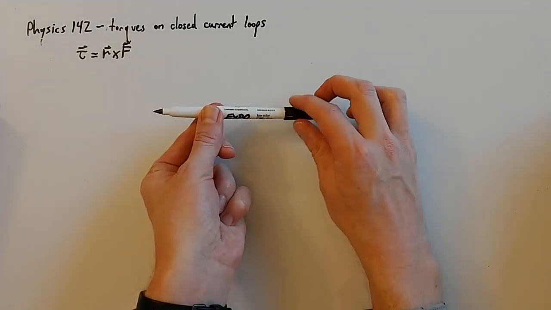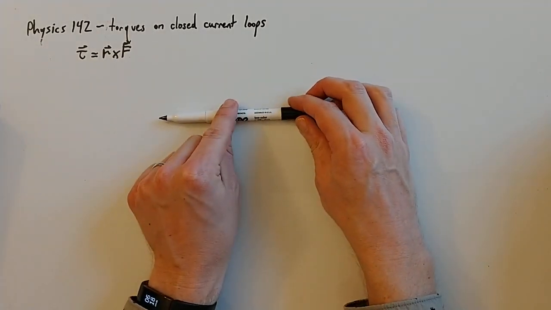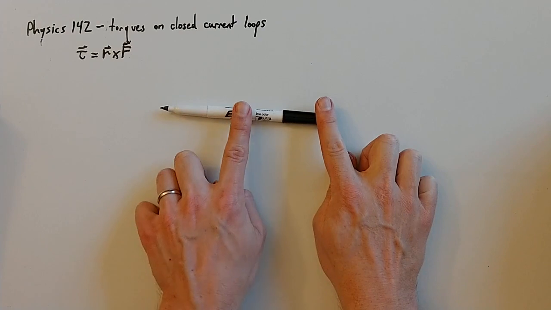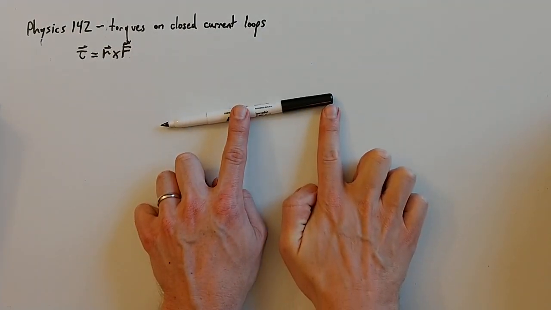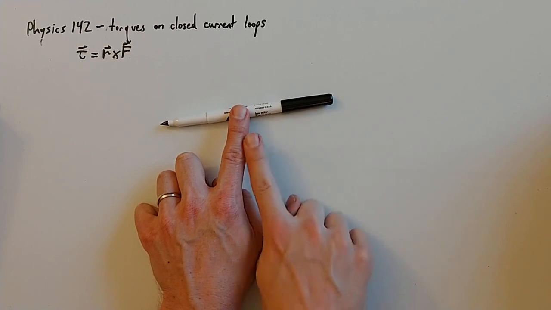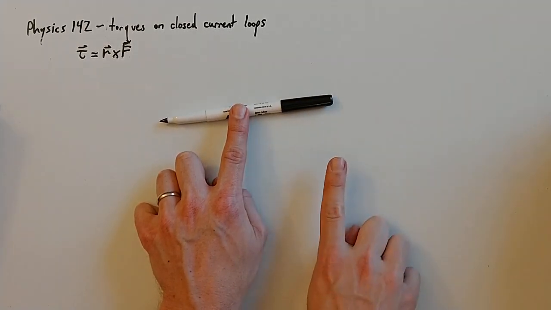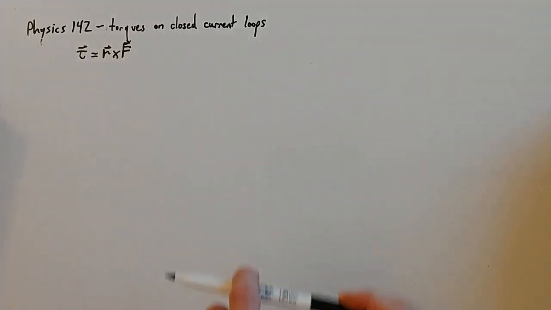So you might recall that if I have my marker here and I want to apply a torque to the marker, if I apply a force at some radius, then that is going to apply a torque. It's going to make the marker rotate. So the question here is, how do torques relate to magnetic fields? Are there cases where magnetic fields could give us torques? And the answer to that, of course, is yes.